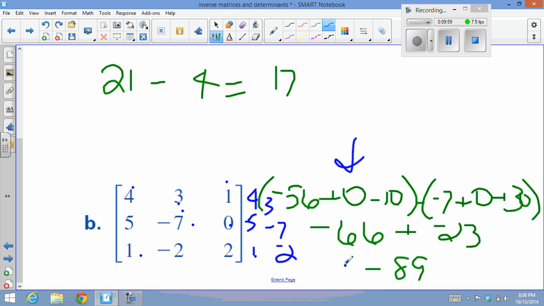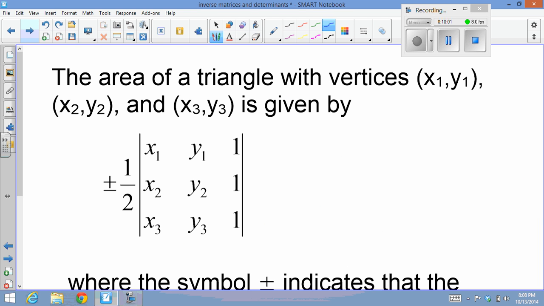And then the last thing I could do is an application with determinants. An application with determinants is to find the area of a triangle. So if I have a triangle and the vertices are given as they are written there, I can find the determinant, which gives me the area. Notice that it's got a plus or minus here. That's basically to tell us that no matter what, the area of the triangle is going to be positive, because I can't have a negative area of a triangle. That would just be silly.